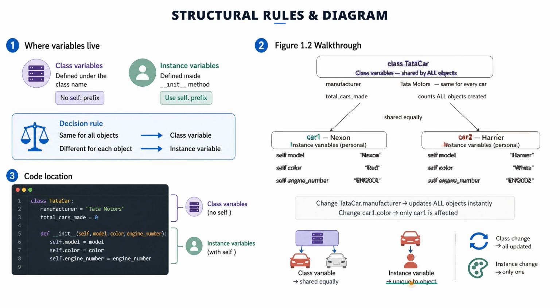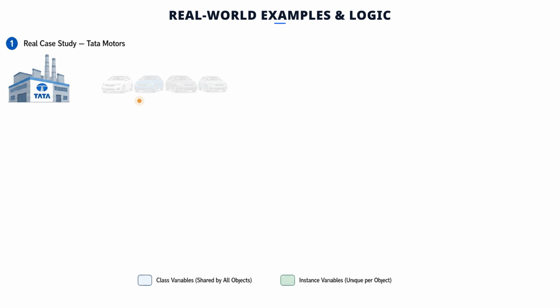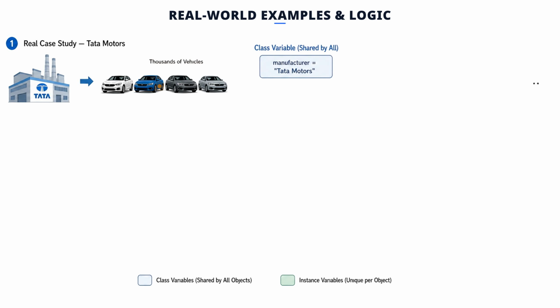With these definitions clear, we can see how applying this concept to a massive operation creates incredible efficiency. In the context of a manufacturer like Tata Motors, the company builds thousands of vehicles. Every single car shares the same manufacturer name, Tata Motors. By setting this as a class variable, the system becomes highly efficient. If the company rebrands to Tata Motors Ltd, updating that one class variable instantly reflects the change across every car object in the system.